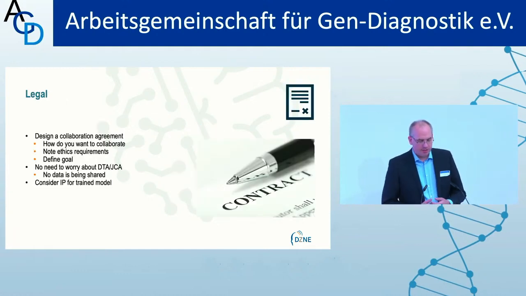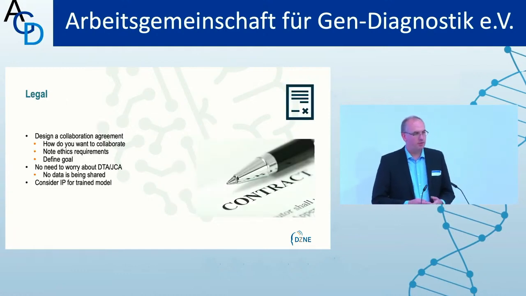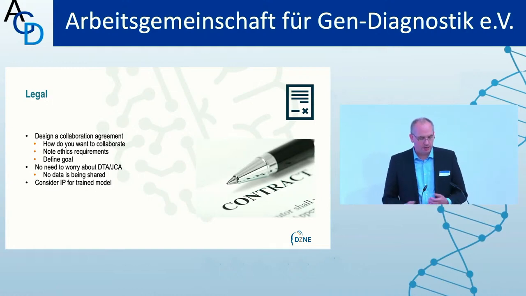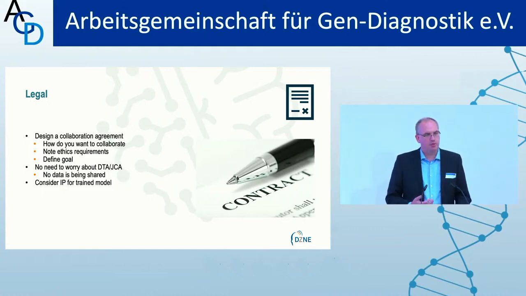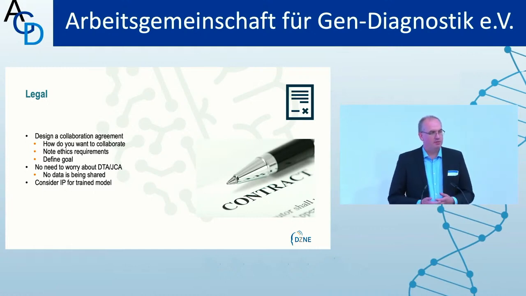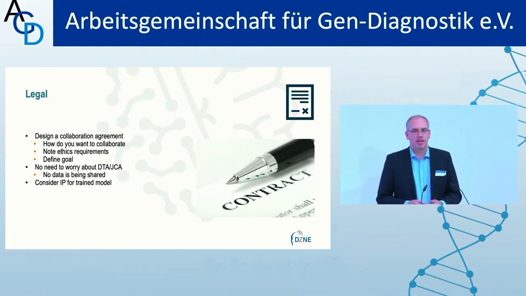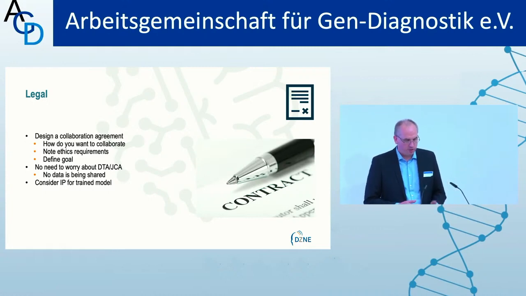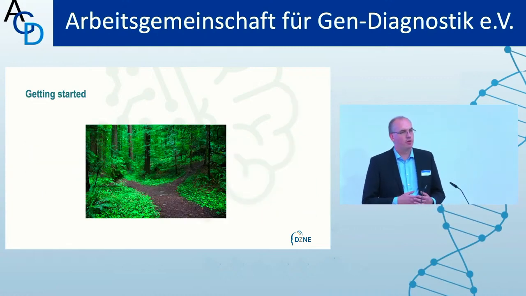Just a quick comment on the legal side of things. Of course, when you join a swarm, you sign a collaboration agreement. This is intrinsic to the swarm. Here you just want to outline how you want to collaborate. You might want to put some phrases on ethics requirements in there, and you want to define a goal for your collaboration. The good thing about swarm learning is, since you're not sharing any data, you don't have to worry about data transfer agreements or joint controller agreements. However, think about IP for the models that you create in advance. So these are the steps to set up the swarm experiment.